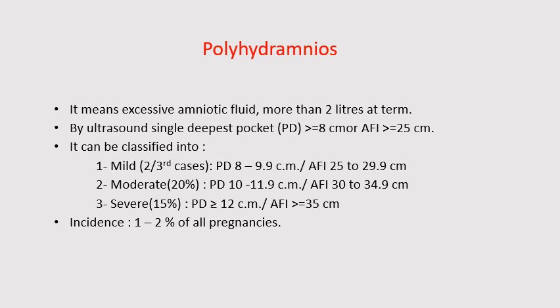Most of the cases that we come across are mild cases, where the pocket depth is between 8 to 9.9 cm, AFI 25 to 29.9 cm. 20% cases are moderate, pocket depth being 10 to 11.9 cm and AFI 30 to 34.9 cm. And severe cases where the PD is more than or equal to 12 cm and AFI more than or equal to 35 cm. It complicates around 1 to 2% of all pregnancies.